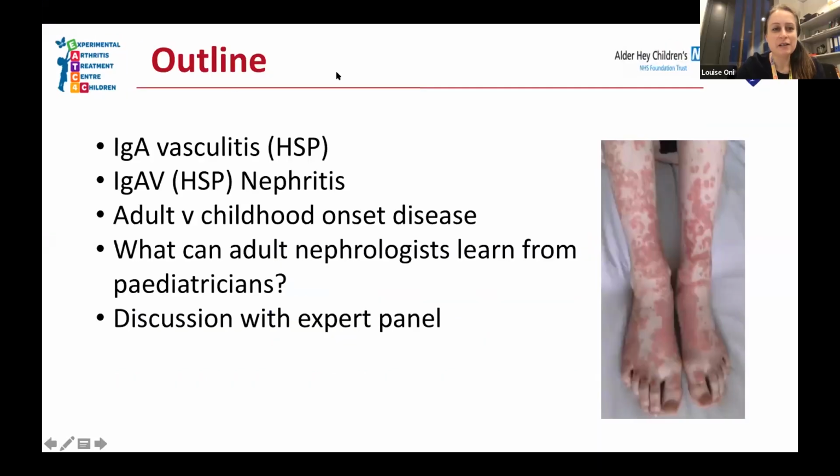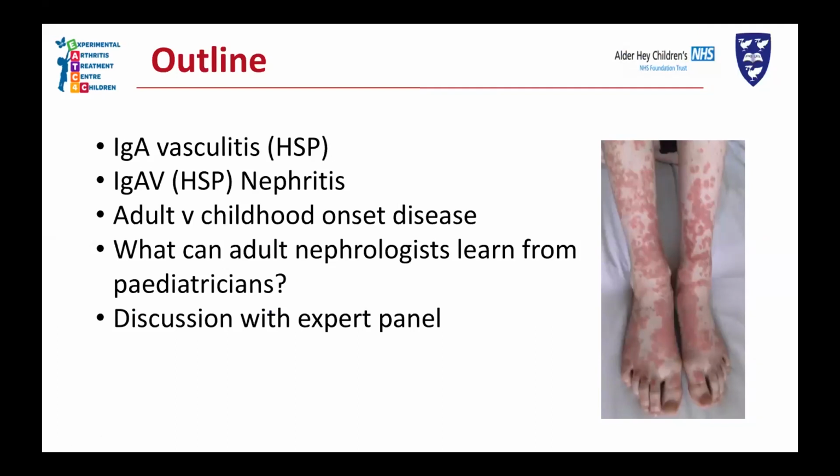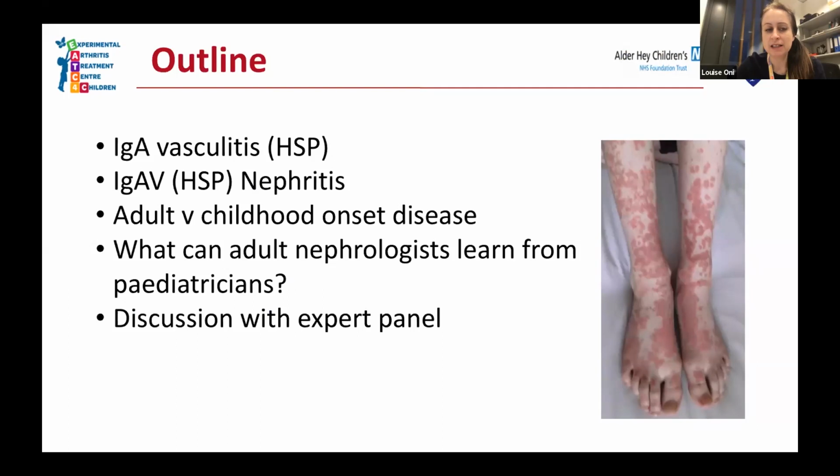Just to outline the talk, in the next 20 minutes, we'll focus on a bit of background on Henoch Schoenlein Purpura, also known as immunoglobulin A vasculitis, and then focusing on the renal involvement. Throughout, we'll focus on differences between adult and childhood disease, and then the discussion will be around how the adult nephrologist might be able to learn from what we do in pediatric practice.